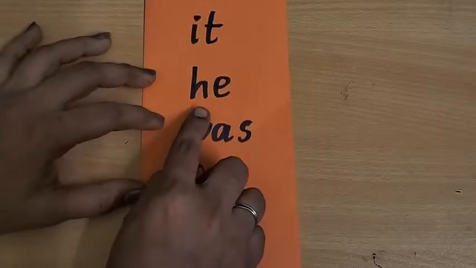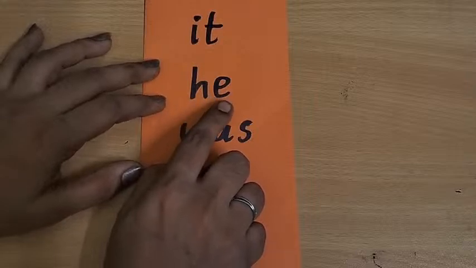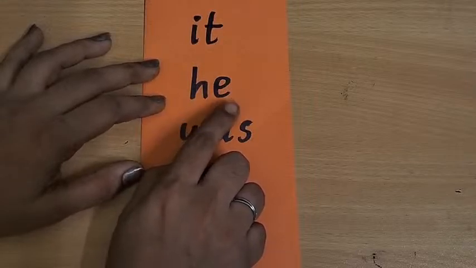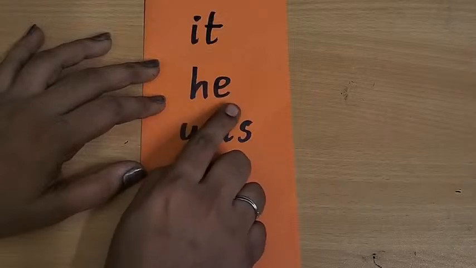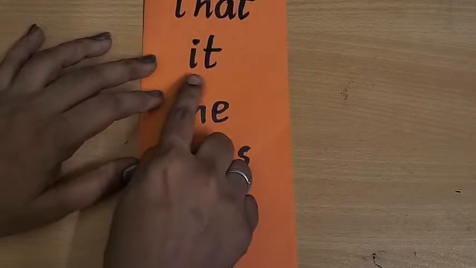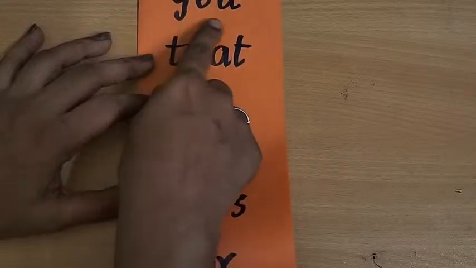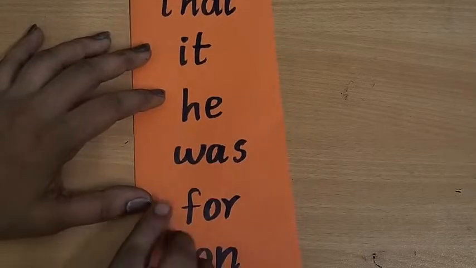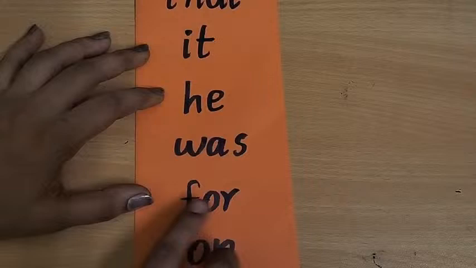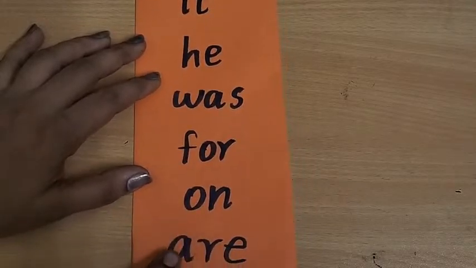So already we have seen he. If it is a two letter word with the e at the end, it says its original name, that is e, he. So in sight words, certain words can be sounded out. E, t, it, th, at, that, you. Okay, next ones were: was, for, on, are. Okay, the other set of words I'll show you.